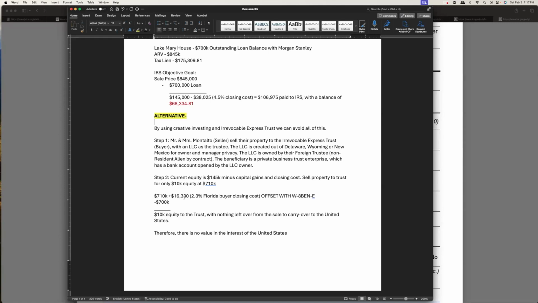So therefore, there is no value in the interest of the United States, and the title has already been transferred over to another person. So they can't further go after this piece of property.